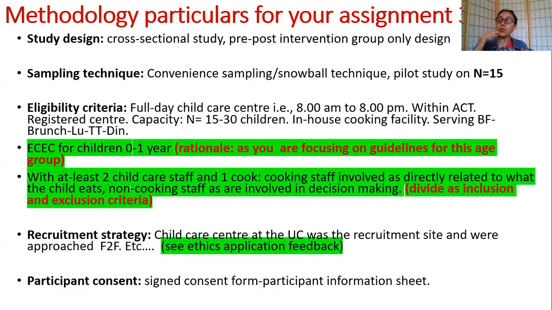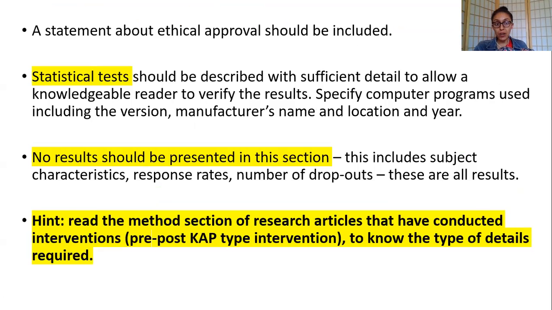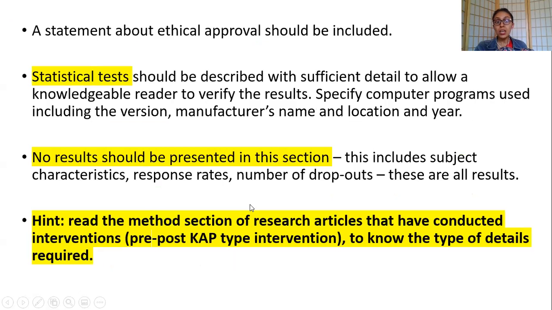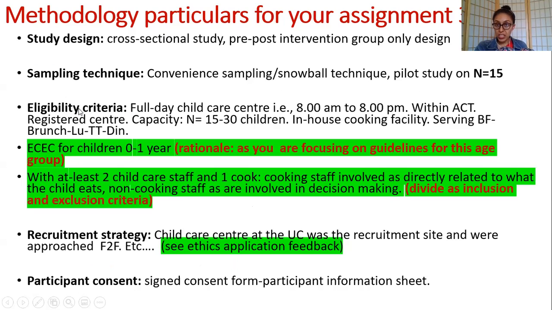You can break it down into inclusion criteria and exclusion criteria. Wherever possible, provide rationale. Okay, like how I provided rationale over here, that why have you chosen childcare centers which are catering to children 0 to 1 years of age for so and so reason. Like that, a good place to justify and provide rationale is your inclusion and exclusion criteria. So make sure you have good rationale with references. Okay, so yeah, that's the same thing which I have written over here.